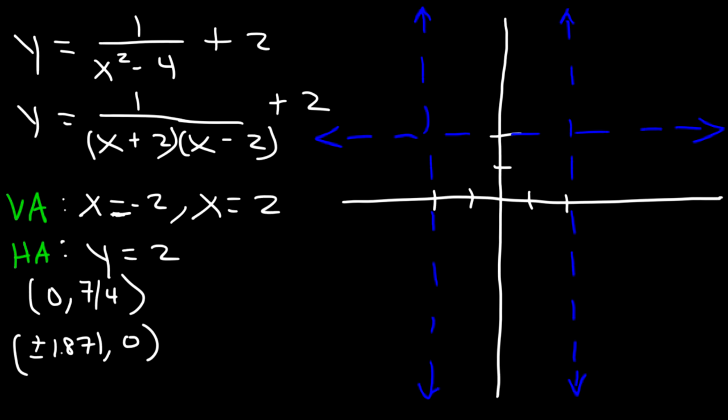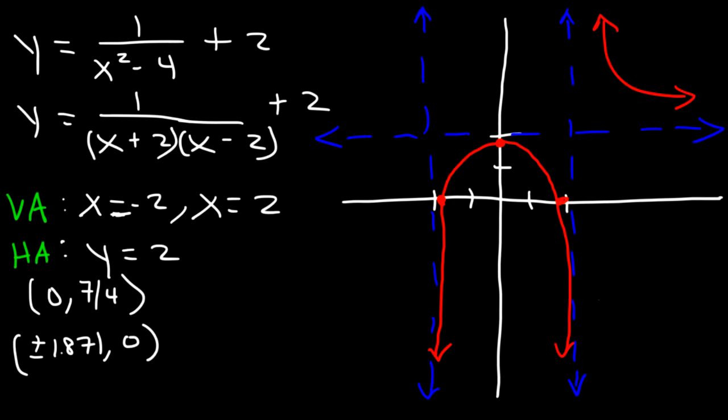Now we have the point (0, 7/4), the y-intercept. 7/4 is 1.75. So it's just below the horizontal asymptote. And we have x-intercepts at negative 1.871 and positive 1.871. So in the middle, we can see that the graph is going to look like this. Now what about the left side and the right side? On the right side, it can be like this, or it can be like that. On the left side, it's one of those two.